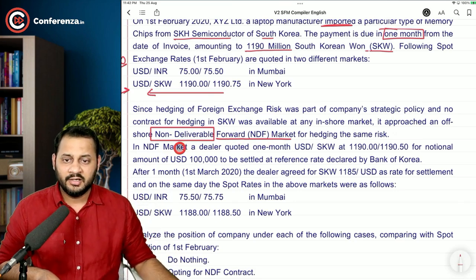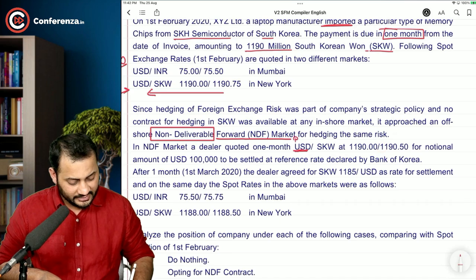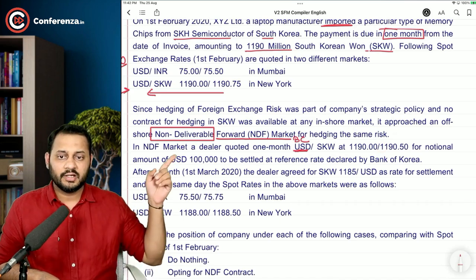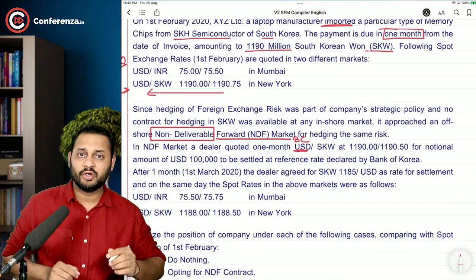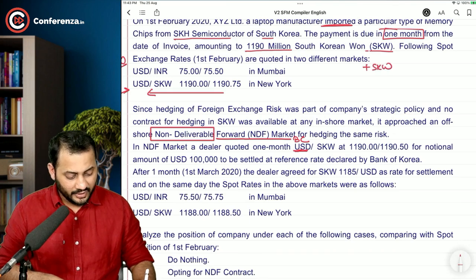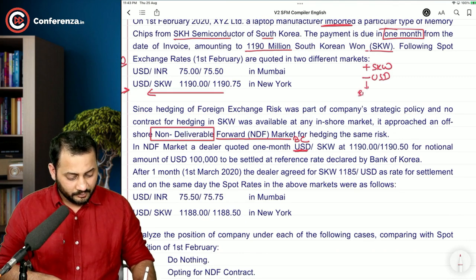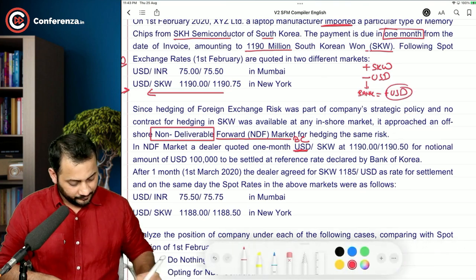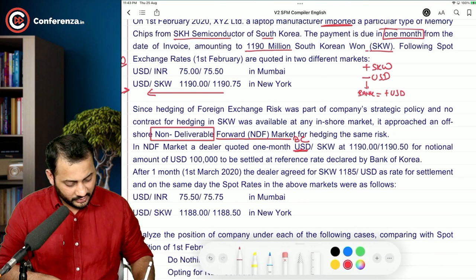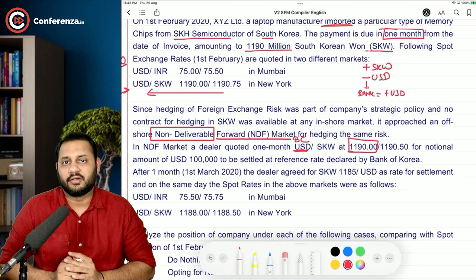Okay. In the NDF market, a dealer quoted a 1 month USD by SKW rate, and you can see USD is the base currency here. So before picking up the rate from the bid and ask, you have to decide what you want to do with the dollars. You want to buy SKW, right, and sell US dollar. If you want to sell US dollar, the bank will buy US dollar, which is the base currency. And if the bank wants to buy US dollar, the rate applicable will be this bid rate. This is how you have to pick the rate.